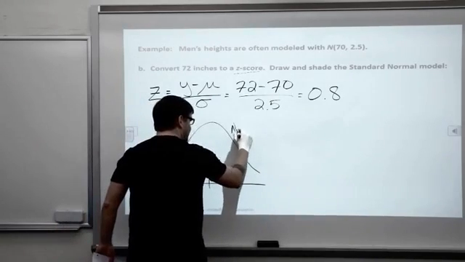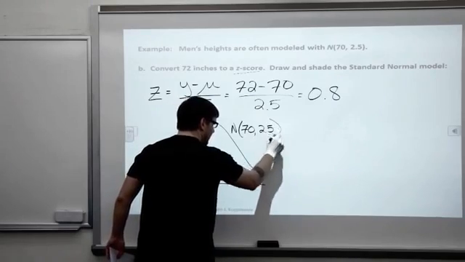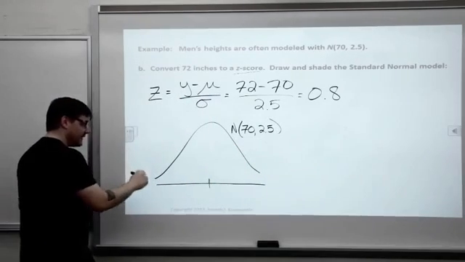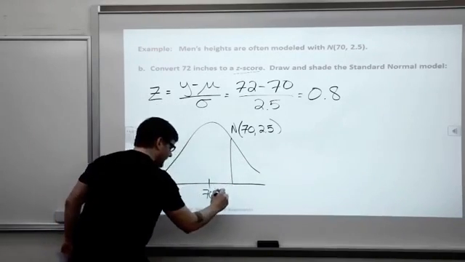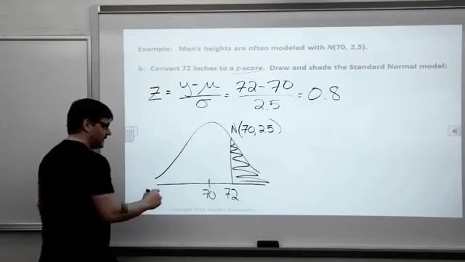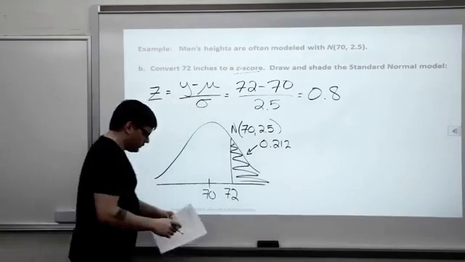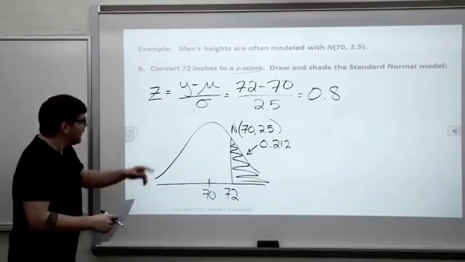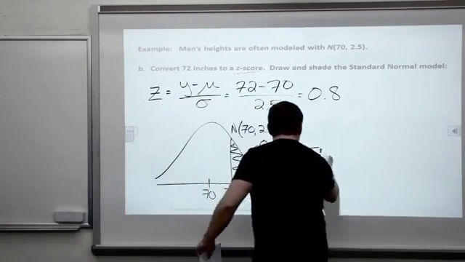First of all, I'll put both pictures here just so I can point to one and the other. Here's that original normal model with a mean of 70 inches, standard deviation of 2.5. And what we had found was, if I shaded from 6 feet tall and above, this was about 0.212.